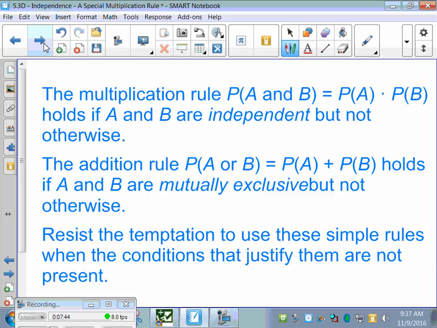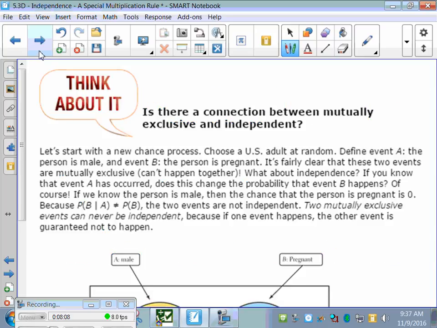Same with the addition rule. For the addition rule, just A or B, we add the events together. That only works when it's mutually exclusive, right? If it's not mutually exclusive, you have to subtract the overlap. So make sure you don't always follow those rules, that you pay attention to whether you have independent events or mutually exclusive events, or otherwise you use the other formulas. Make sense? Okay. So is there a connection between mutually exclusive and independent?